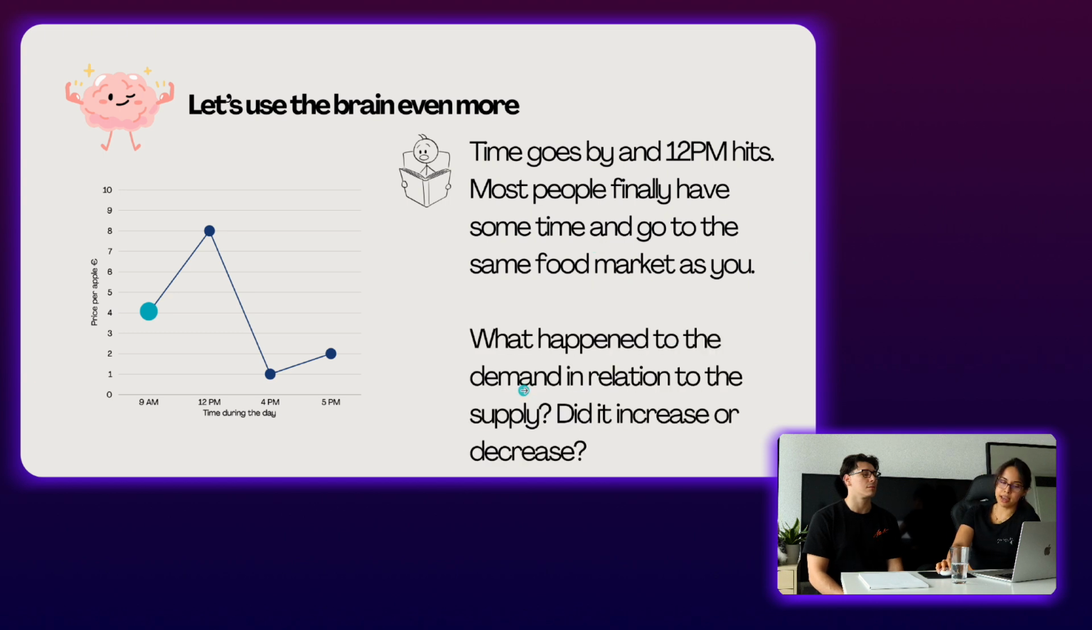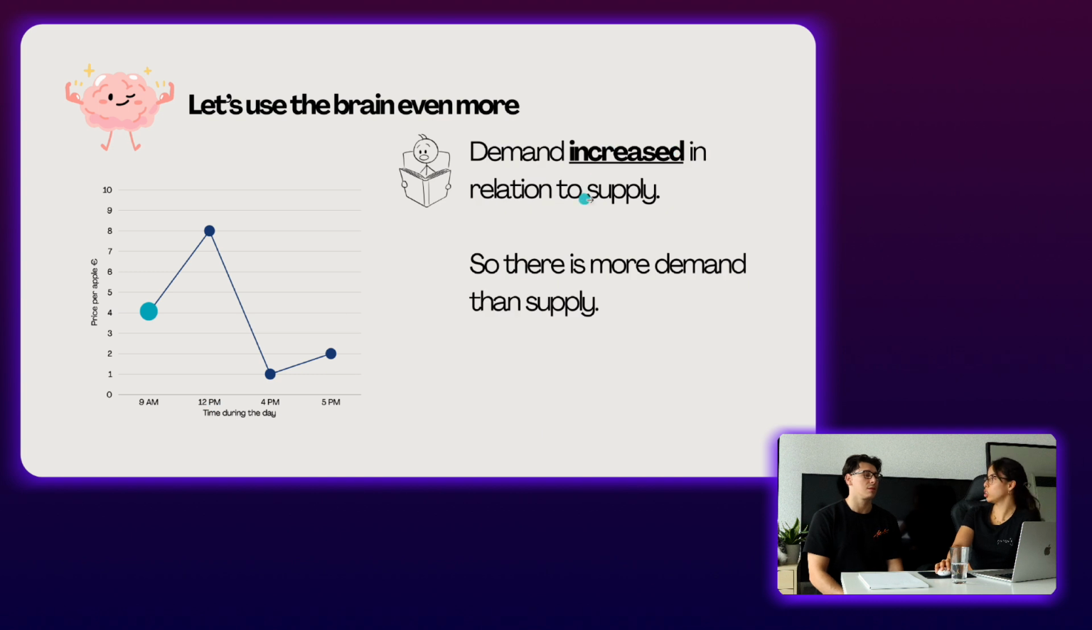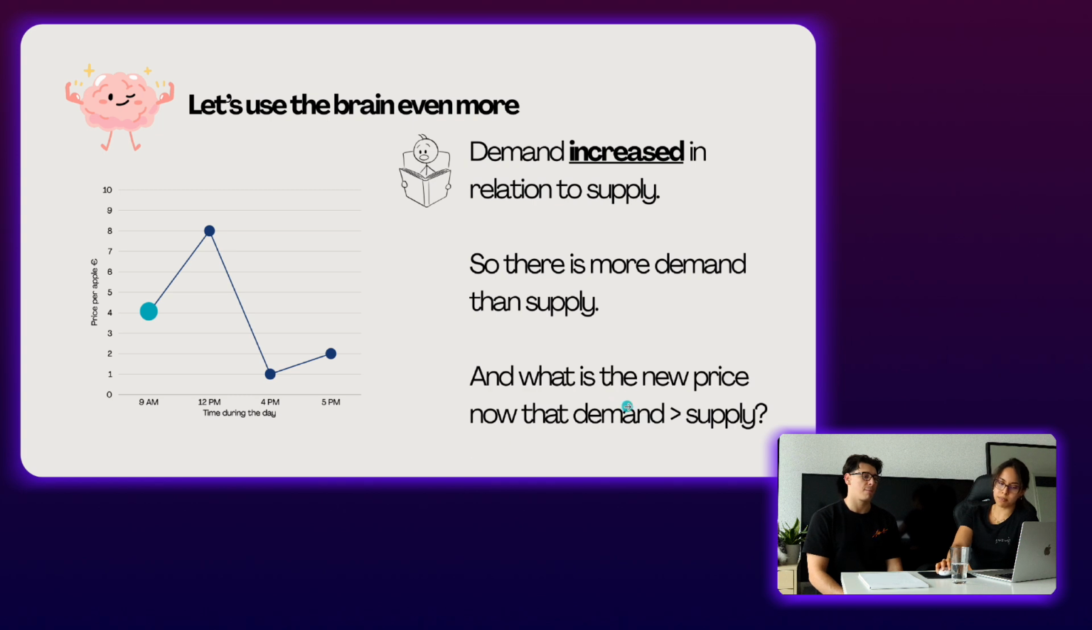What happened to the demand compared to supply between this time? Demand increased in relation to supply, correct? Definitely, yeah. So there's more demand than supply. And what is the new price now that demand is higher than supply? 8 euros. The price became higher.